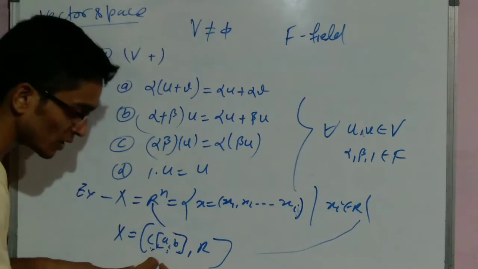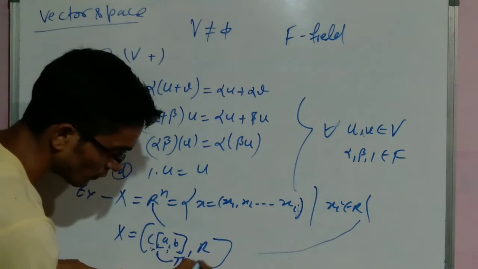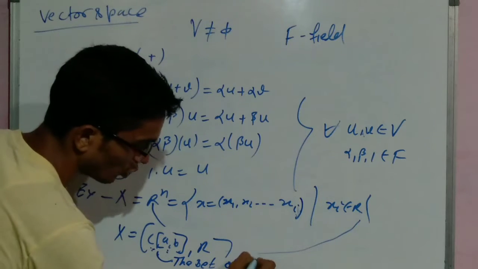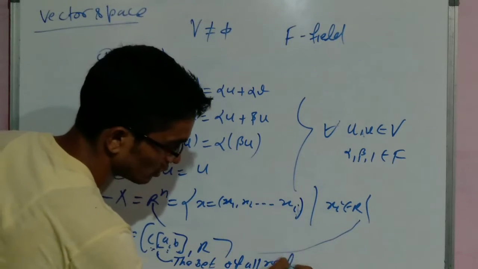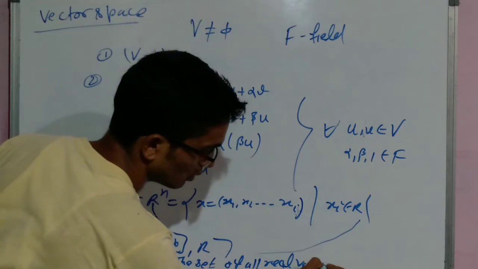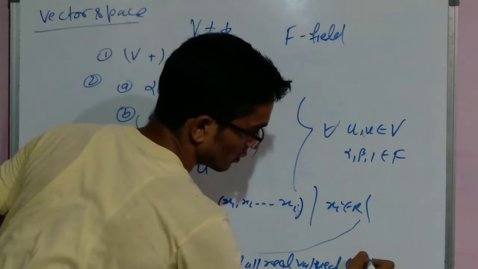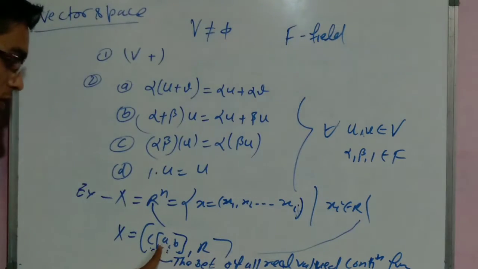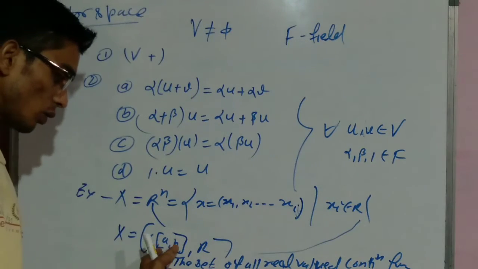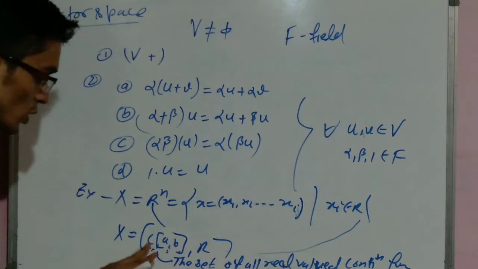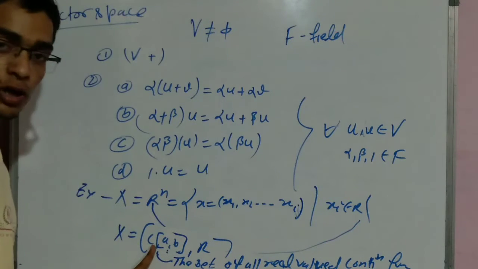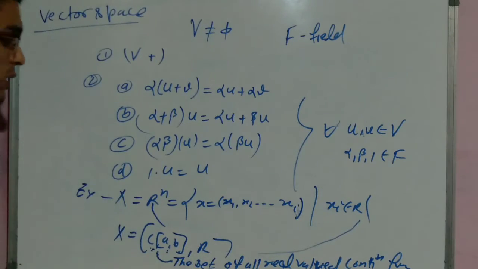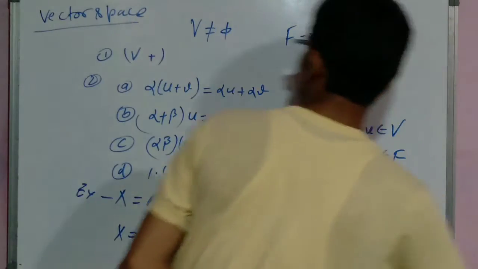This is the set of all real valued continuous functions over the interval [a, b]. It is a vector space over the field R. So these are the examples of the vector space.